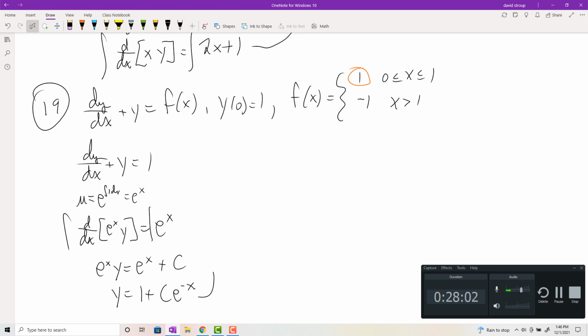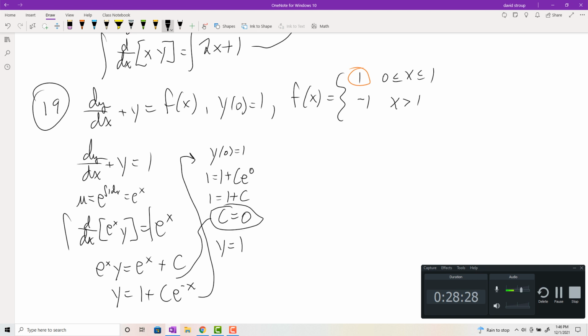Use the initial condition to complete the picture. So using y of 0 equals 1, I have 1 equals 1 plus c e to the 0. In other words, 1 equals 1 plus c. In other words, c just equals 0. Plugging 0 back into the general solution there, you get 1 plus 0. So y is just 1, right? Because if you plug 0 in to here, you just end up with 1 plus 0, so y is equal to 1.